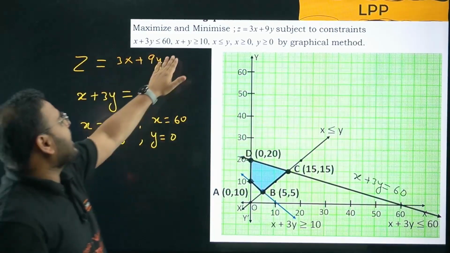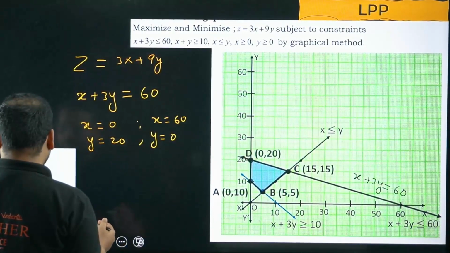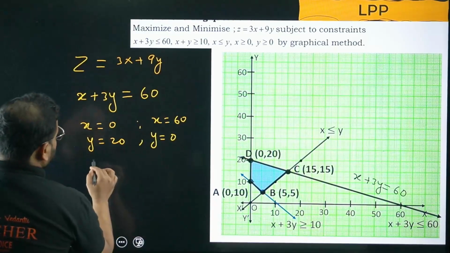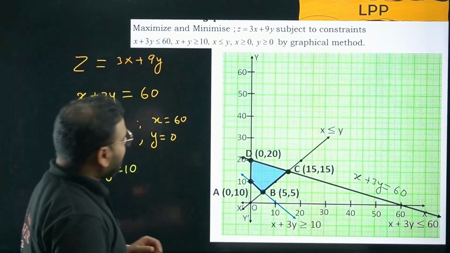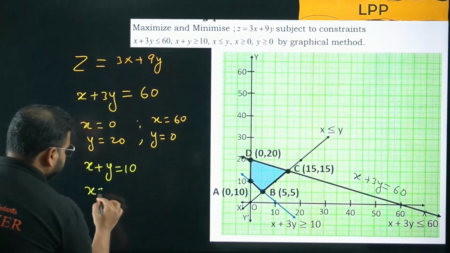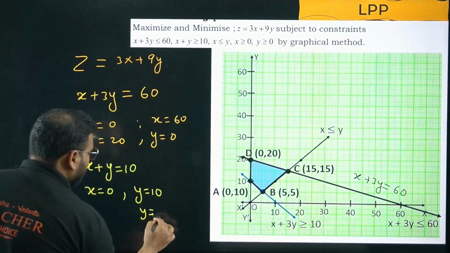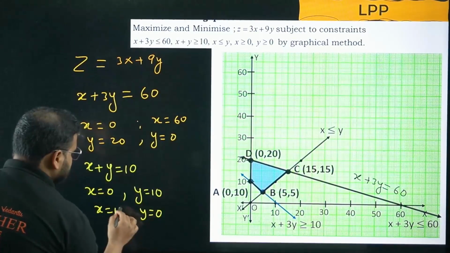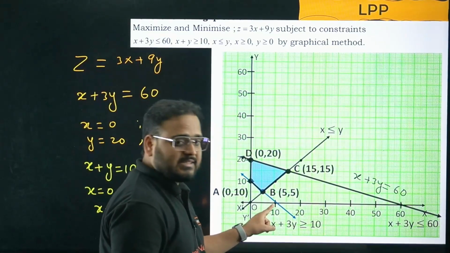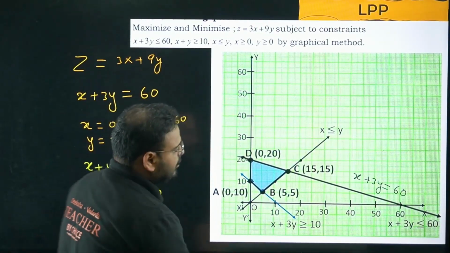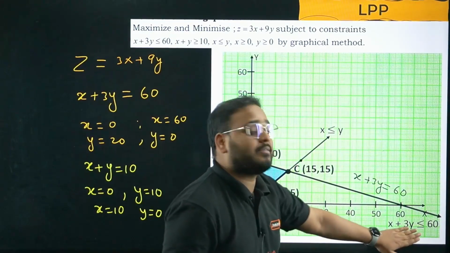Second, we have x plus y. Again, we'll write it without the inequality, so x plus y equals 10. When x is 0, y is 10, and when y is 0, x is 10. So this is the line. They have mentioned it here: x plus 3y greater than or equal to 10. I missed that actually, so please check.